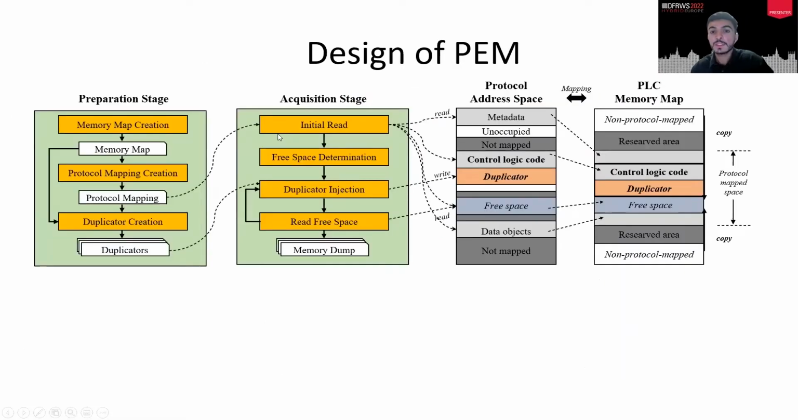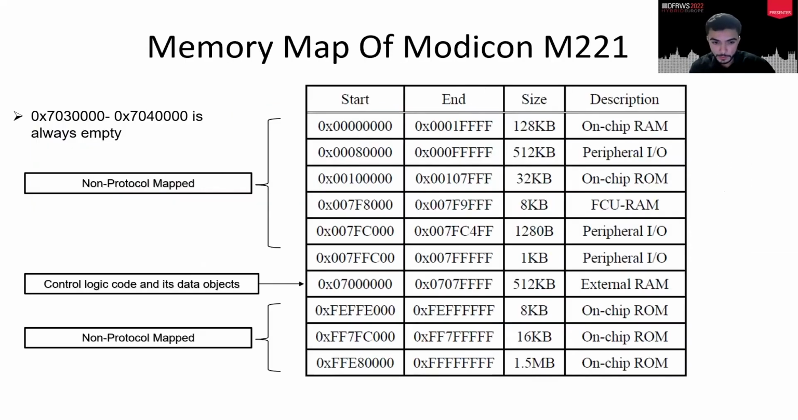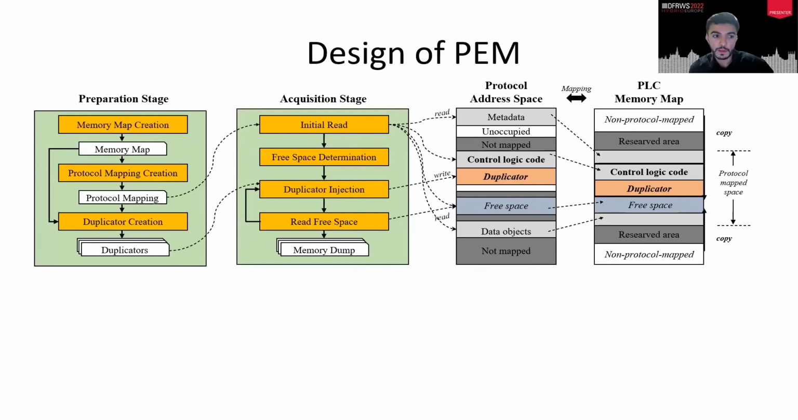So this is the design of PEM. First is the memory map creation, which, as we discussed in the previous slide, can be obtained from any vendor. And once we have that, we have to do protocol mapping, which sounds complicated. It's just reverse engineering and finding which part of the memory has the free space where the control logic goes.